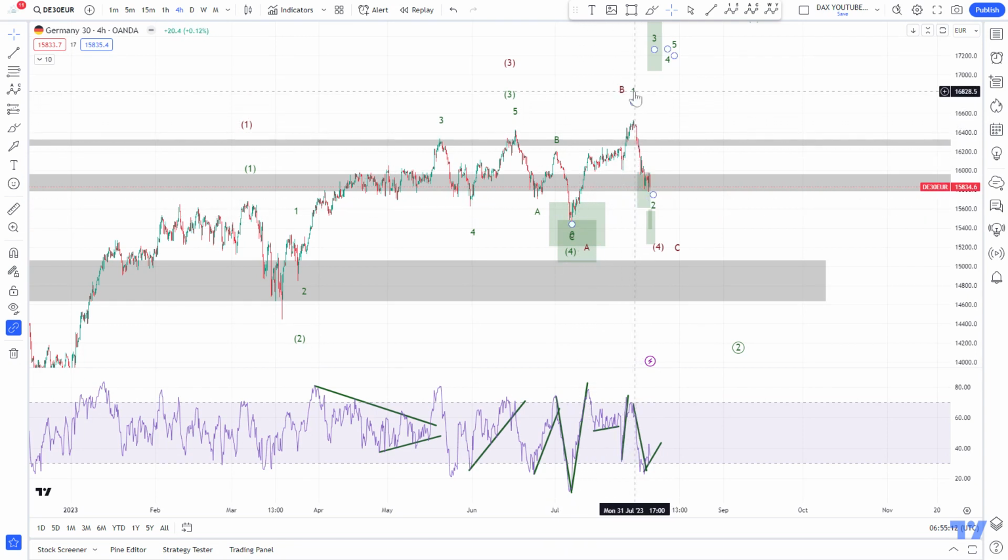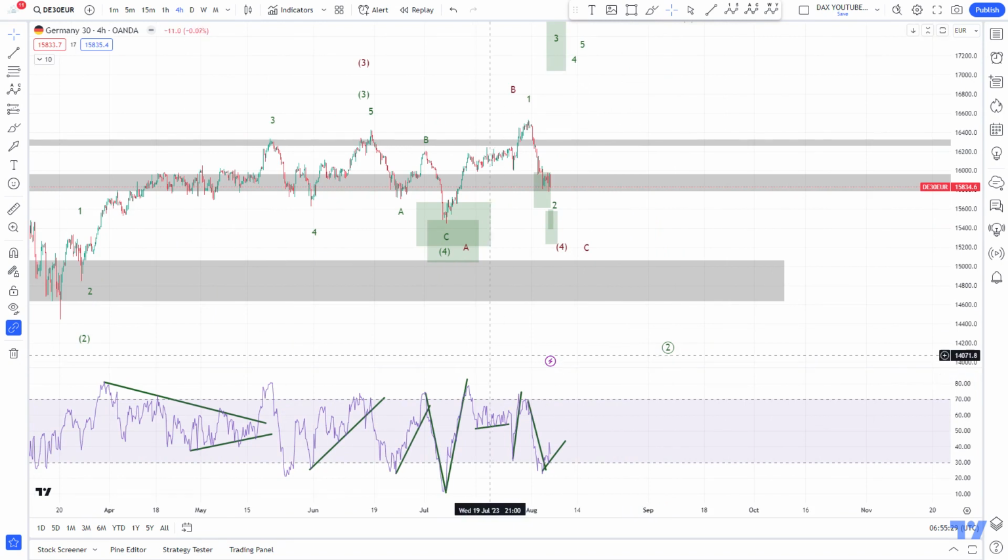Okay, we can label it as an impulse, as a wave 1, but this is not the impulse I like to see to the upside. Like if I put price data and RSI data together, this is not my typical impulse. Of course it can be an impulse, but I have problems with this.